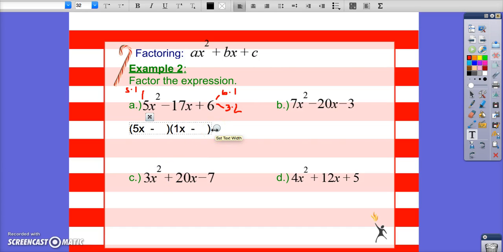Now I have two options, and I have either 6 and 1, and 6 and 1 could go here, 6, 1, or 1, 6, and then I have 3 and 2, 3, 2, or 2, 3. Here's the part where you have to guess and check. You have to guess and check what's going to work, and as you try one, you can FOIL it out to see what works. We're going to find out that 2 and 3 work the best.